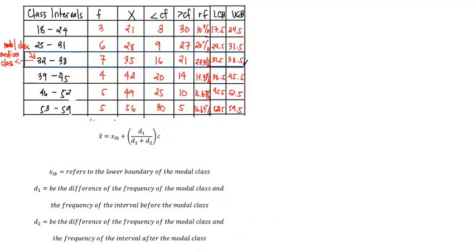So the mode is equal to x sub lb plus d sub 1 divided by d sub 1 plus d sub 2, times c. Now, x sub lb refers to the lower boundary of the modal class. So, where is the modal class located? Our modal class is determined by finding which class interval has the most frequency.